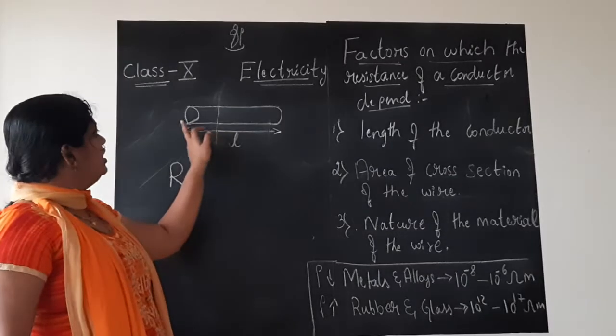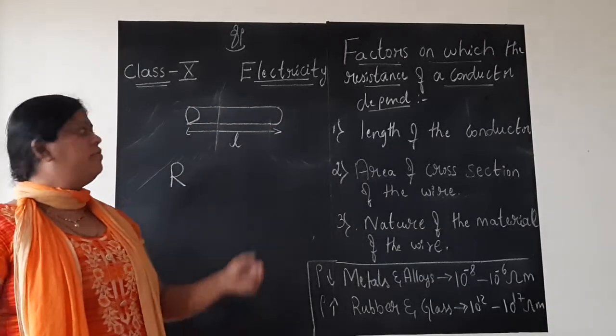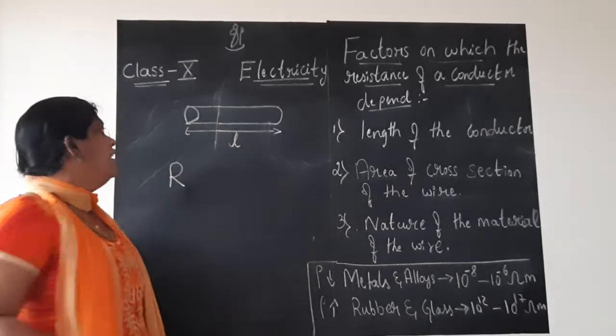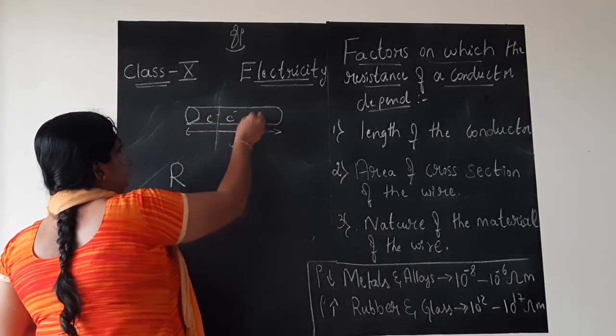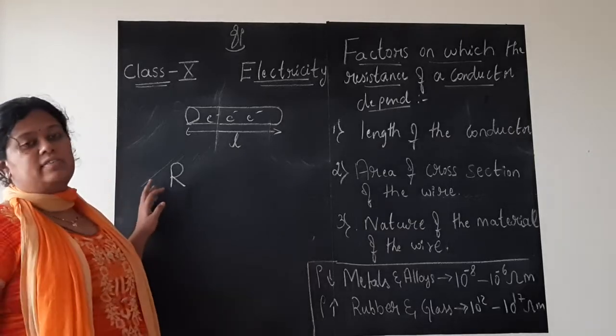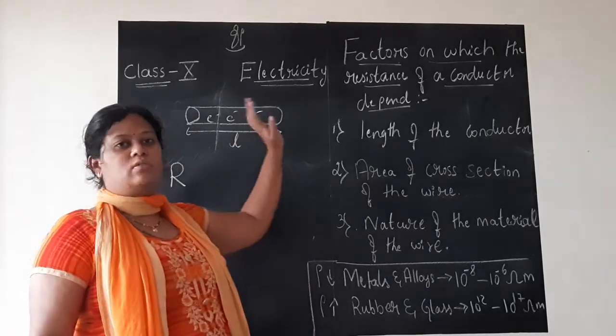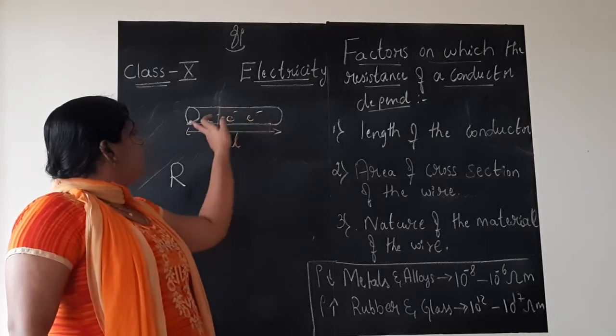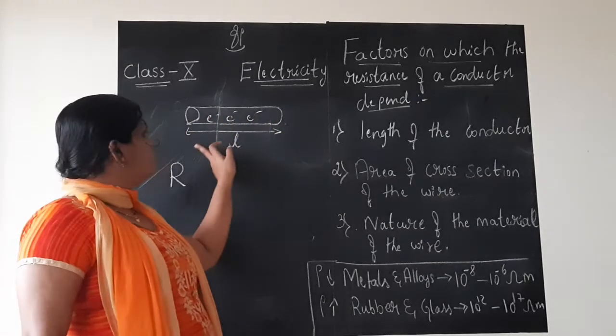Let us consider the conducting wire. This is the wire of length L. You know there are a large number of free electrons, negatively charged electrons, which are flowing. This is the old story. Fine. Now the conducting wire or the conductor is of length L.